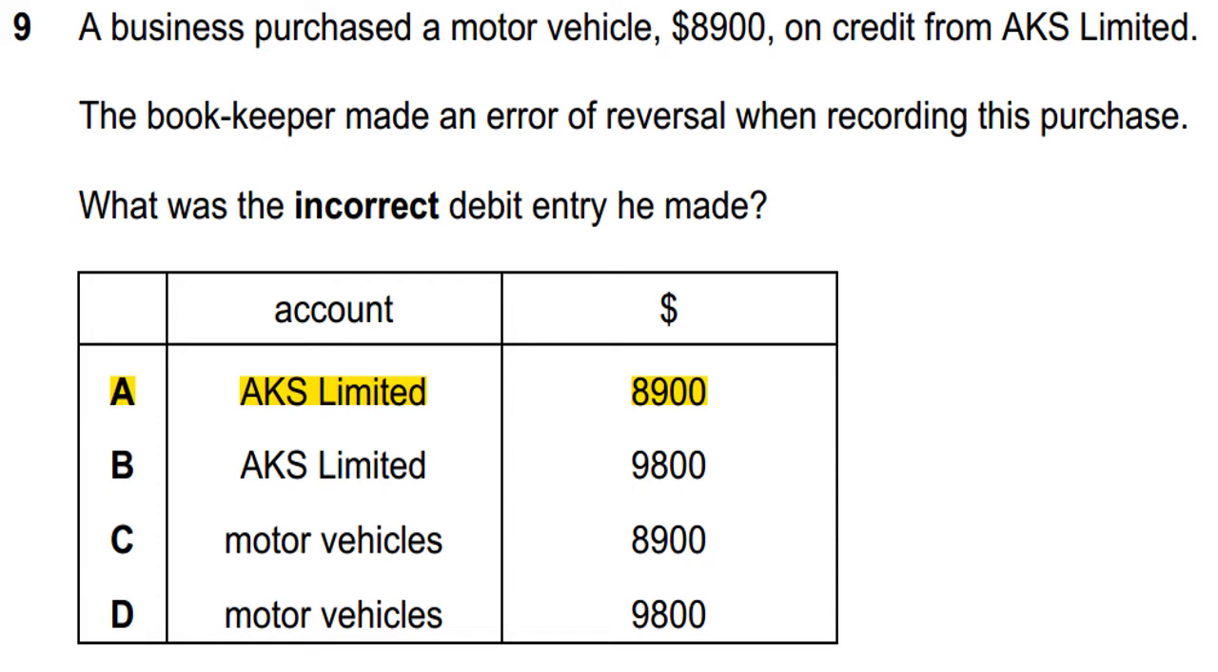The correct entry of this transaction would be motor vehicle debit, to AKS Limited credit, but he made the reverse entry. The reverse entry will be AKS Limited debit, motor vehicle credit. So option A will be correct, in which AKS Limited will be debited $8,900.